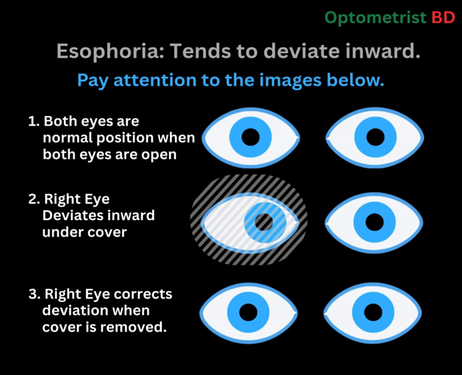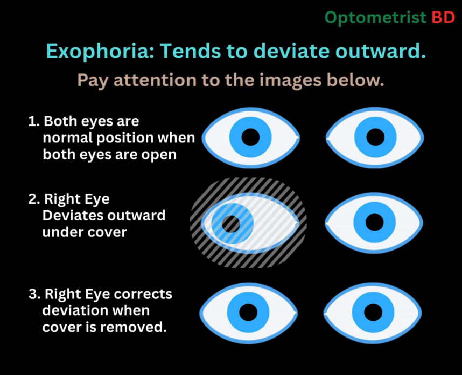Cyclophoria. Esophoria tends to deviate inward. Pay attention to the images below. 1. Both eyes are in normal position when both eyes are open. 2. Right eye deviates inward under cover. 3. Right eye corrects deviation when cover is removed.